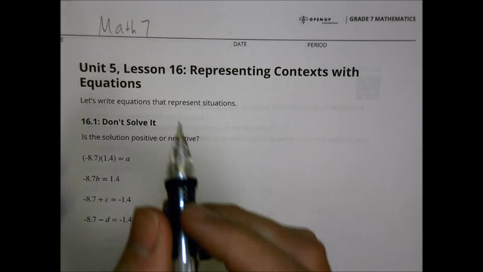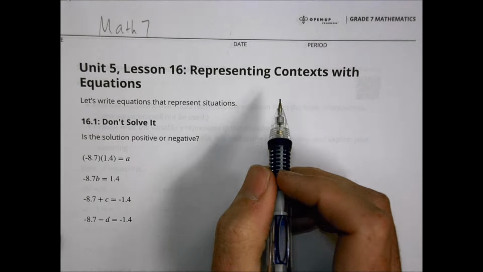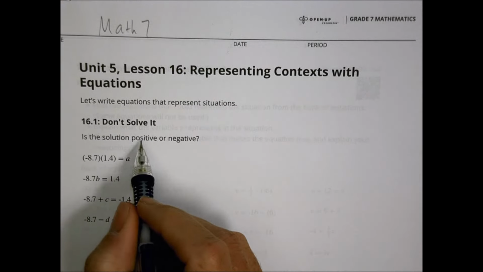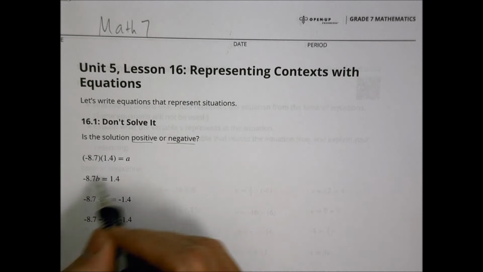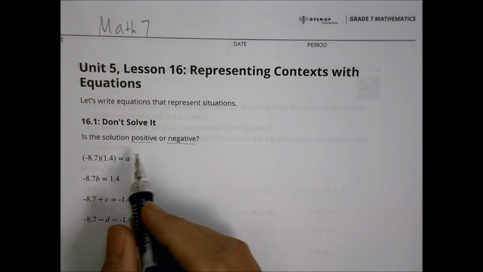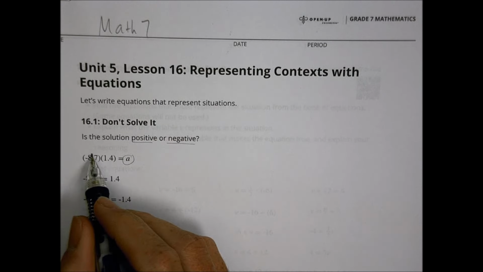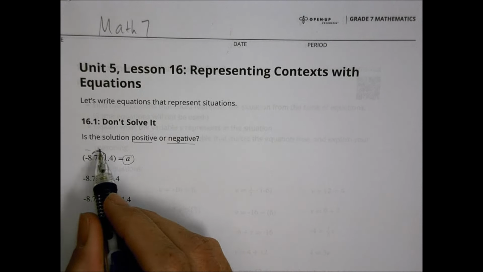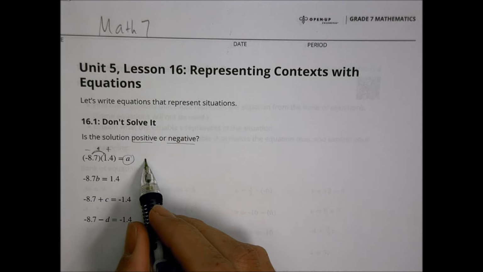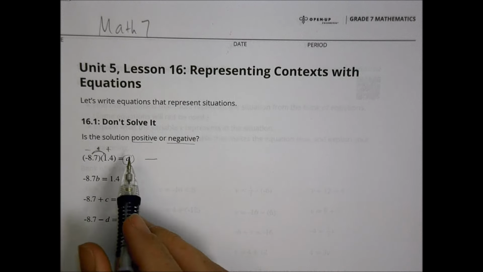Hey, this is Math 7, Unit 5, Lesson 16, representing context with the equations here. So the first part is don't solve it. Is the solution positive or negative? Just taking a look at the situation and deciding, would I get a positive or a negative solution here? So looking at this variable here, I have a negative number times a positive number, and whenever I have a negative times a positive, I end up with a negative type of solution here.